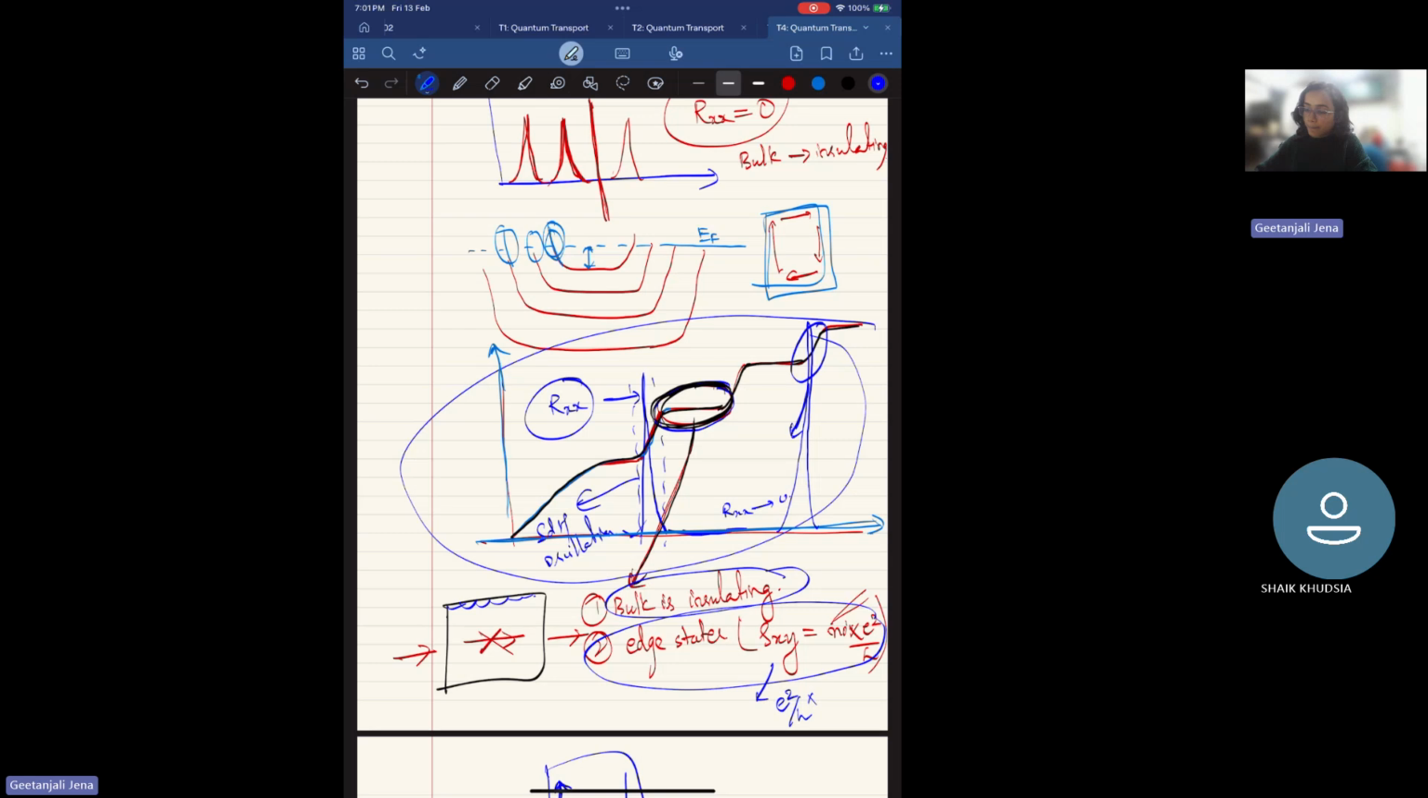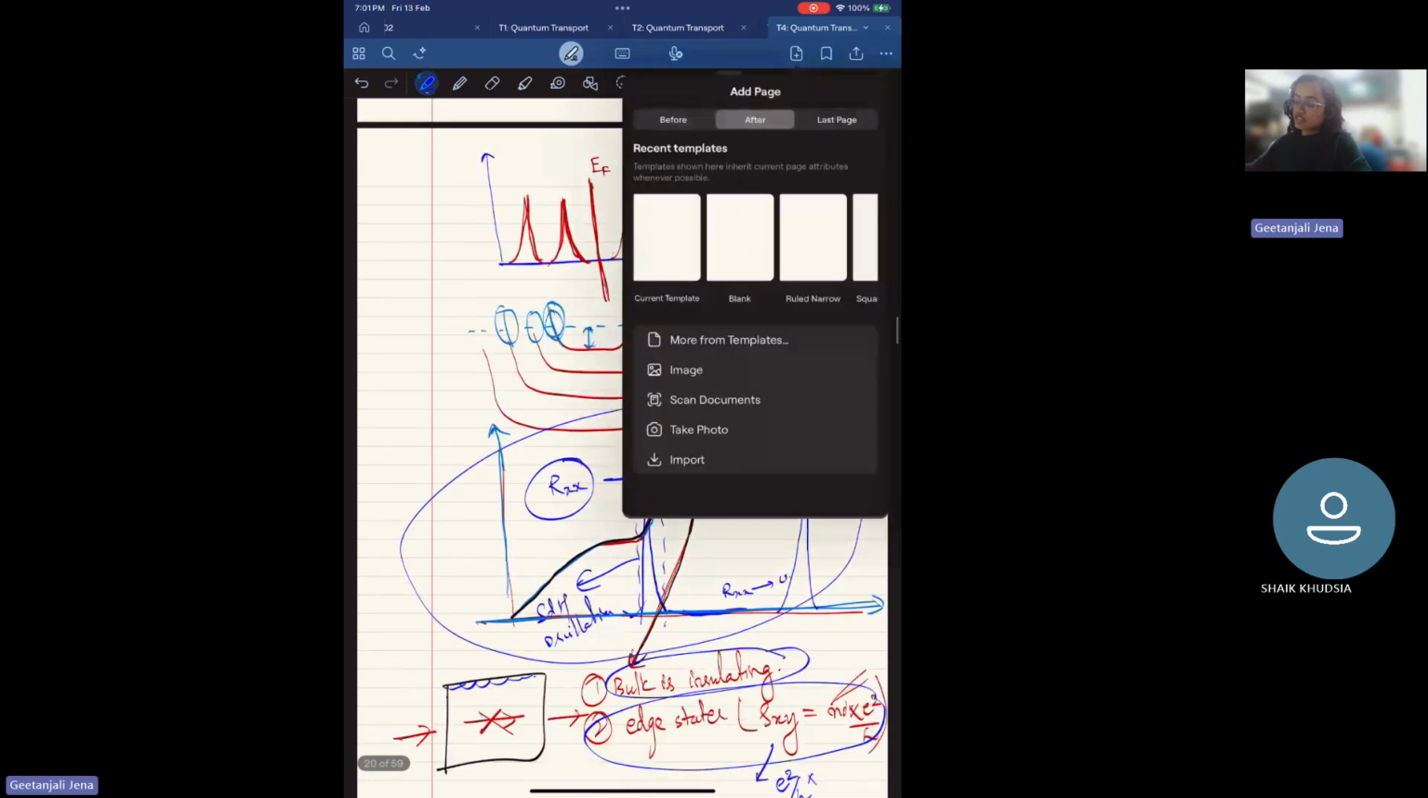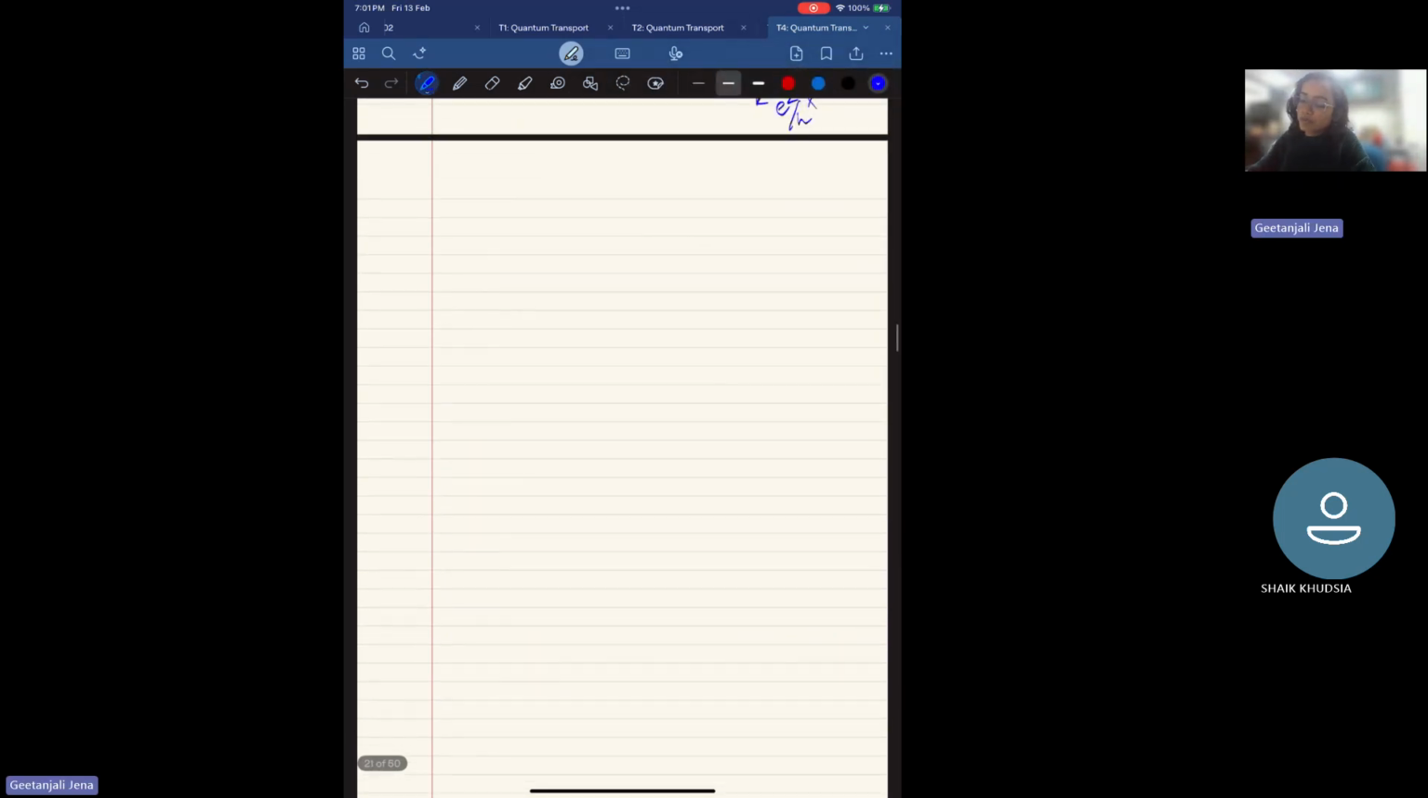longitudinal resistivity. So let me show clearly. So we have two regions. One is the plateau region, and one is the region where it is increasing. Let's say it is increasing linearly. In the plateau region, the conduction only happens, this is the current direction, along the edges. So there won't be any conductance along the bulk. There will be conductance only along the edges.